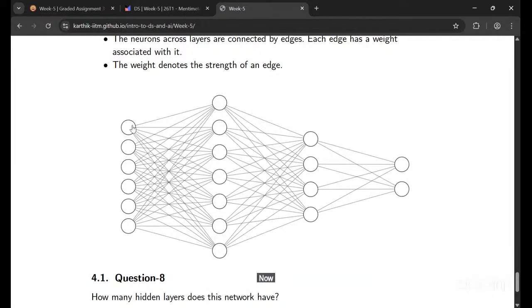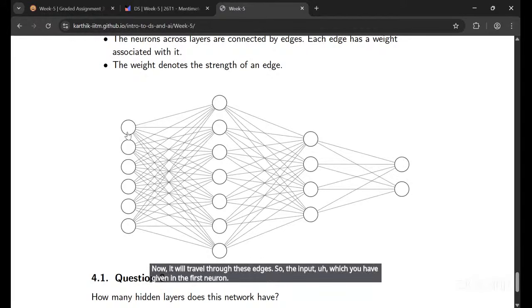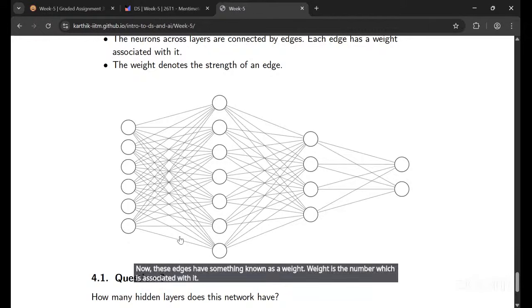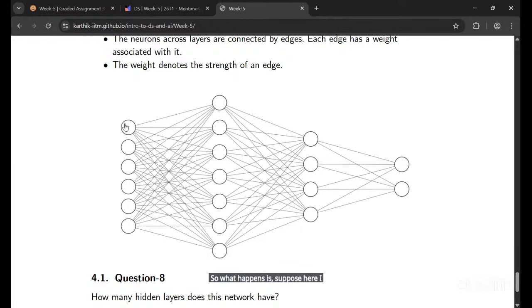Now what will happen is you've given your input here, okay. Now it will travel through these edges. So the input which you have given in the first neuron, it will travel through the first 7 edges. Then correspondingly, from the second neuron, it will travel through the next set of 7 edges. So it keeps traveling through these edges. Now these edges have something known as a weight. Weight is the number which is associated with it. So what happens is, suppose here I give input as 3, okay? Suppose here I give input as 3 in the first neuron.